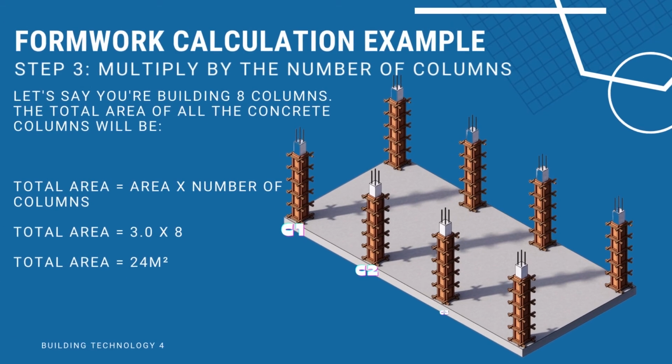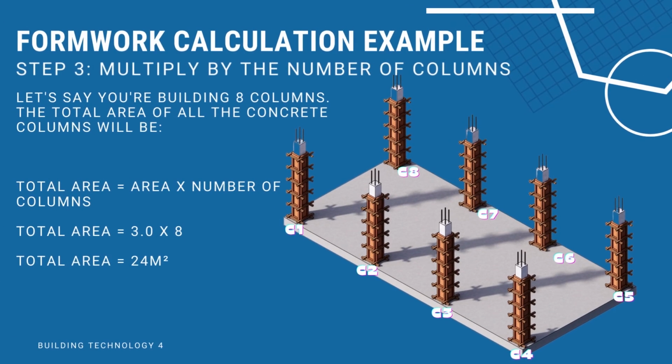For step 3, multiply by the number of columns. Let's say you're building 8 columns. The total area of the concrete columns will be, so total area equals area times number of columns. So ang area, total area na ginkuha ta kagina is 3 meters times 8, which is the number of columns. So the total area equals 24 square meters.